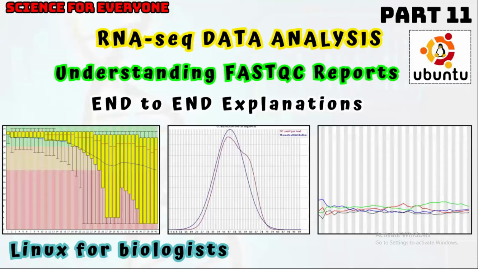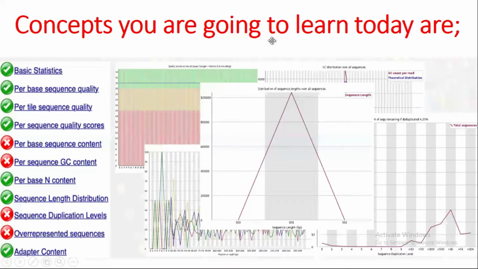In today's video, it's a bit theoretical, and we will cover these concepts. Basically, these are the reports of FASTQC. I will discuss the basic statistics, per base sequence quality, per tile sequence quality, per sequence quality, and others. So stay tuned till the end because it's very much important. When you understand FASTQC reports, you can easily pre-process your data using different pre-processing tools. If you understand it well, you can pre-process your data well.